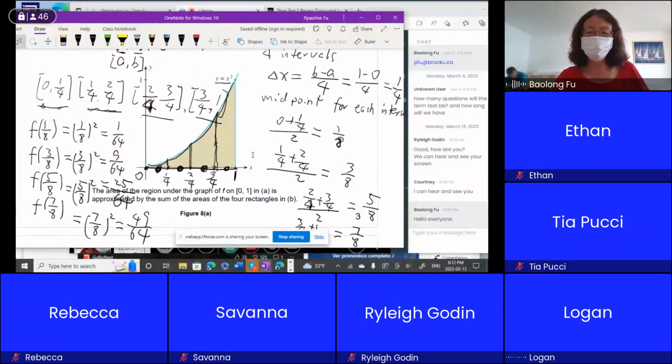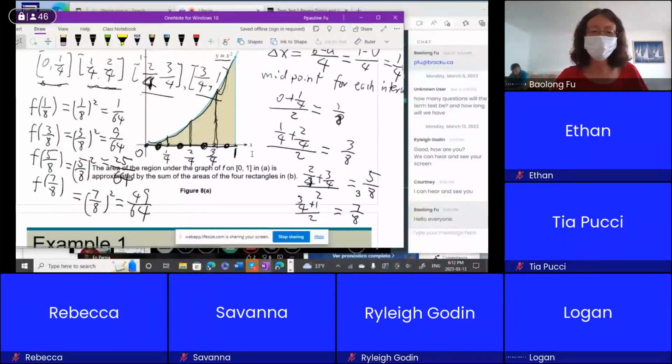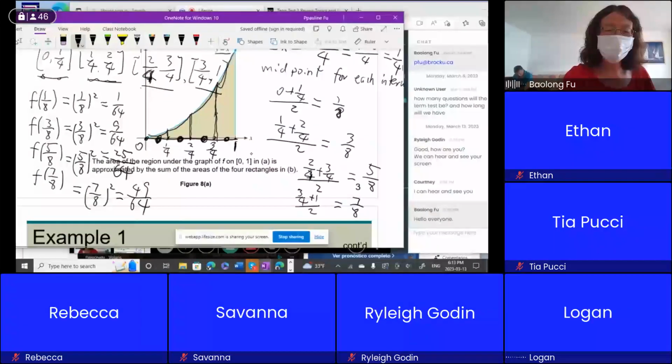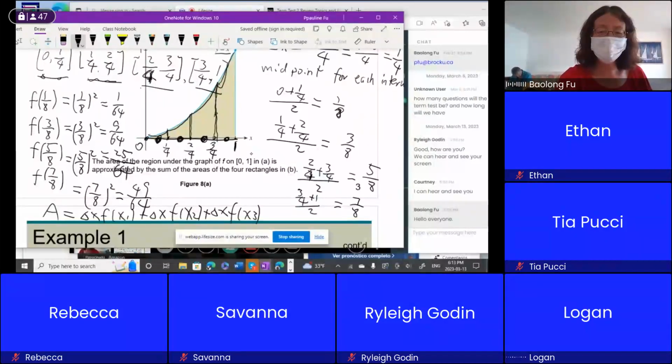And then we have one more step. We found the estimate of the area. Last step, the area, use this formula. It is delta x times f of, generally speaking, the first midpoint we say x1. The second midpoint we say x2. The third midpoint we call x3. We have 4 midpoints. Each time you use delta x times f of the midpoint.